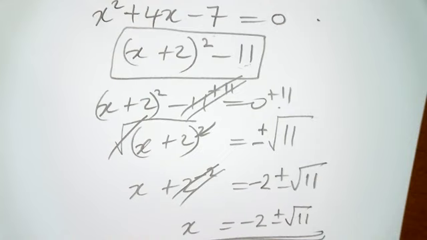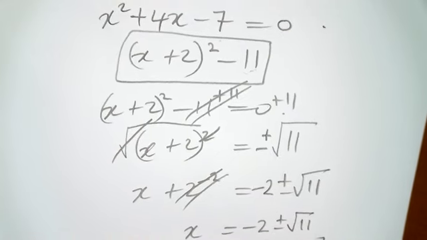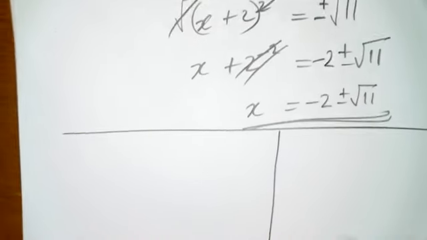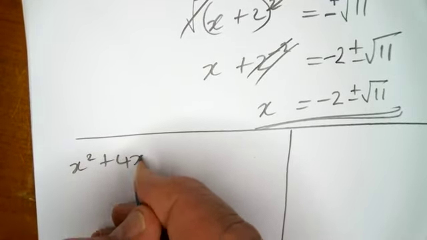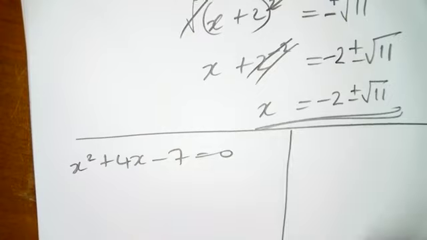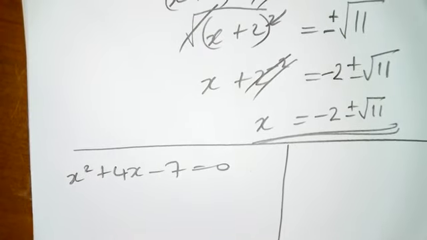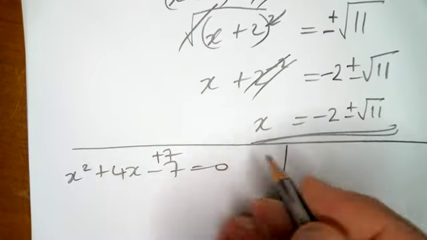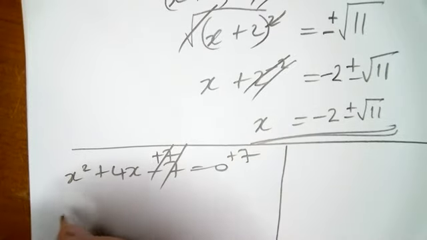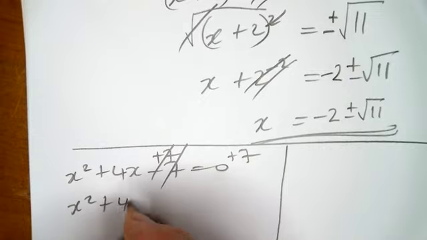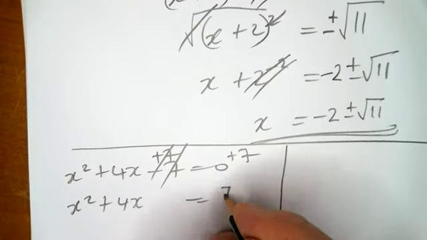So I'm going to, in fact, I might even need a bit more room here. Maybe not. Let's see what happens. So I'm going to go ahead. So we've got our x² + 4x − 7 is equal to 0. So now what I'm going to do is add 7 to both sides, because we do have now two sides to this. So I've got my x² + 4x is equal to 7.